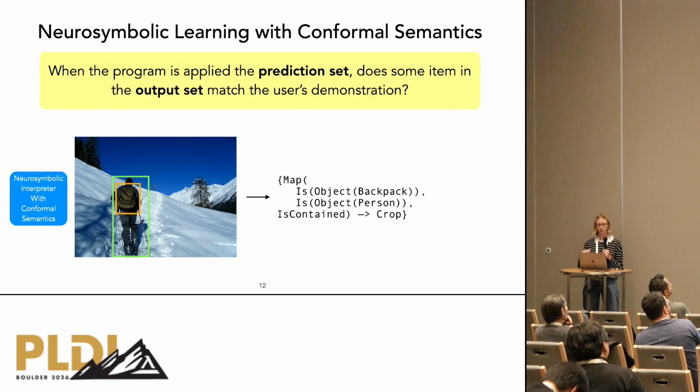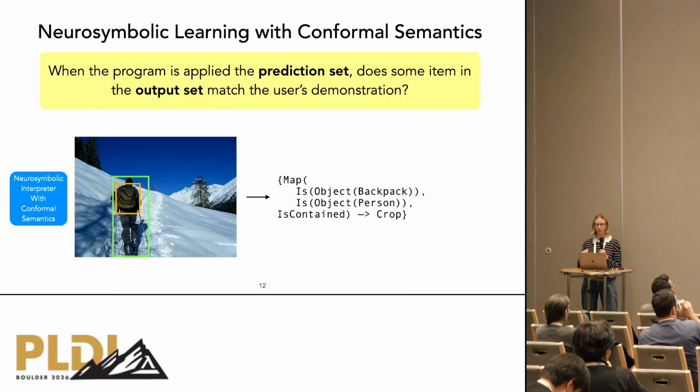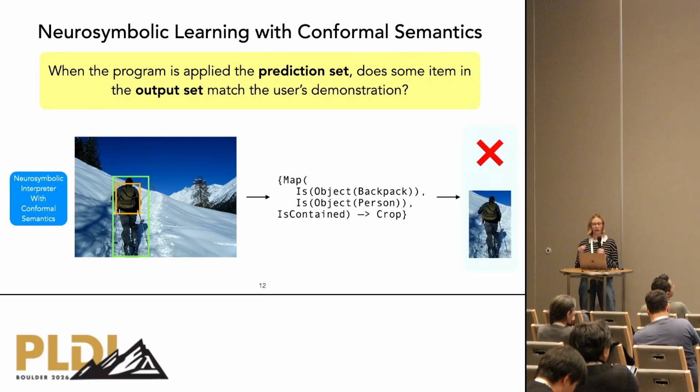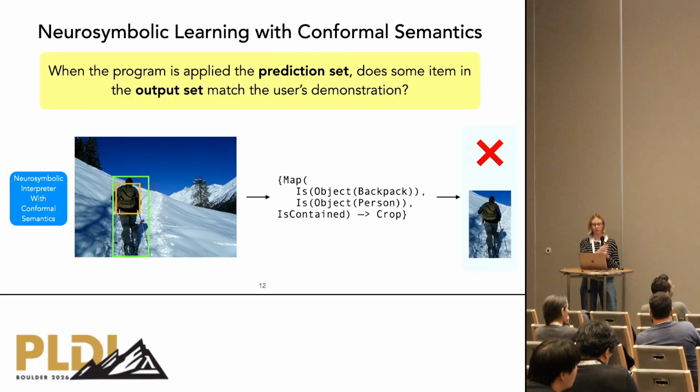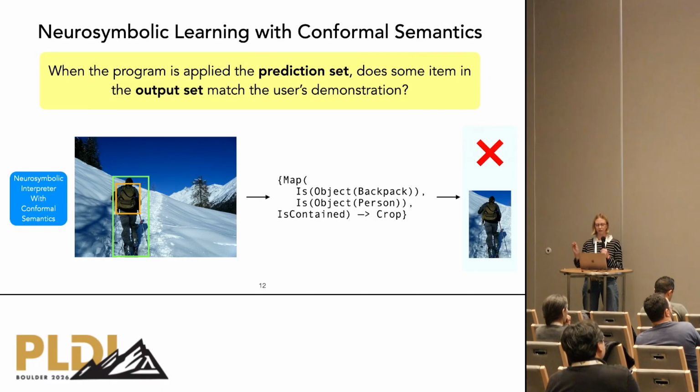In the context of neurosymbolic learning, we can use this prediction set to define conformal semantics for programs, such that every program returns an output set that is very likely to contain the ground truth label. Here, the output set contains a null value for the version of the image where the backpack doesn't exist, and a cropped image for the case where the backpack does exist. When we check whether this program matches the user's I/O example, we can check whether the user-provided output is contained within the output set. In this case, the correct cropped image is contained in the output set, so we wouldn't prune this program, which is what we want.